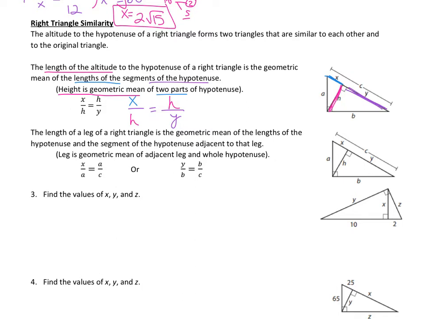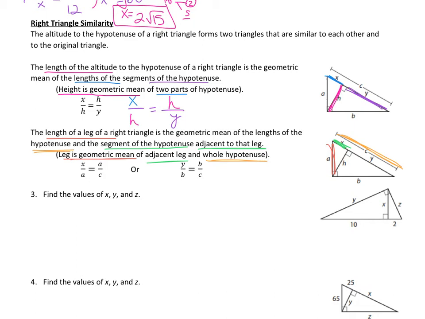There's another way we could do it using the side lengths. It starts out that the length of the leg of the right triangle, so if we do that for letter A right here, the leg is the geometric mean of the lengths of the hypotenuse. So that would be my c. Or it's also the geometric mean of the segment of the hypotenuse that's adjacent to that leg. So the adjacent segment would just be the x portion of it.